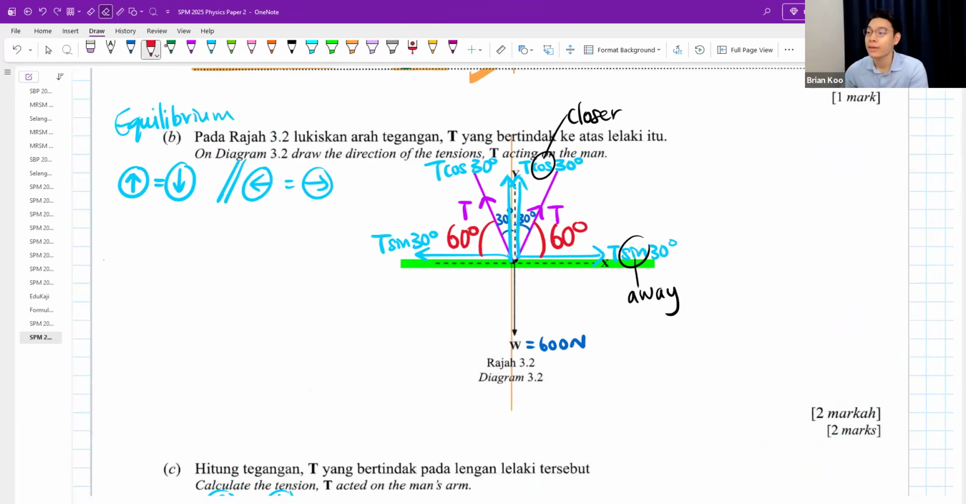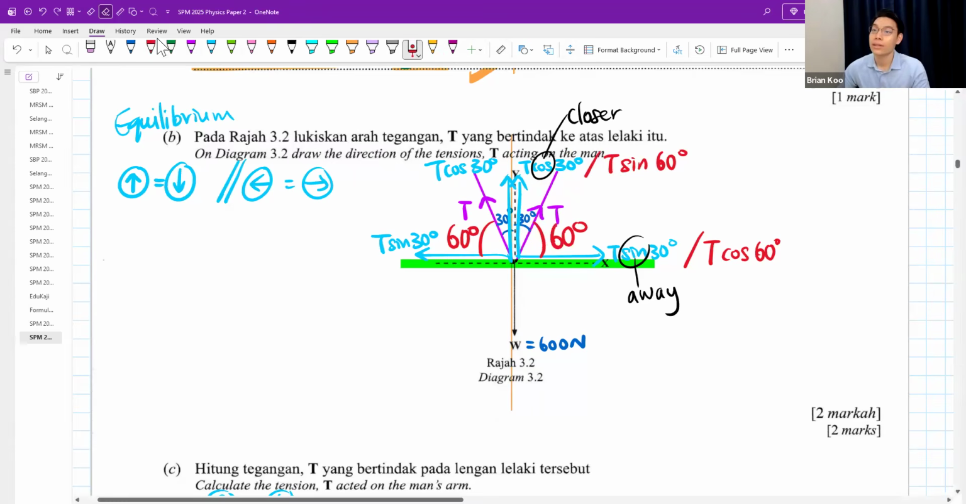Just that here it would be T cos 60. Tension T goes closer to 60, T cos 60. And up here it would be T sine 60. Tension goes away from 60 degrees. Same thing here. This would be T sine 60. This would be T cos 60.